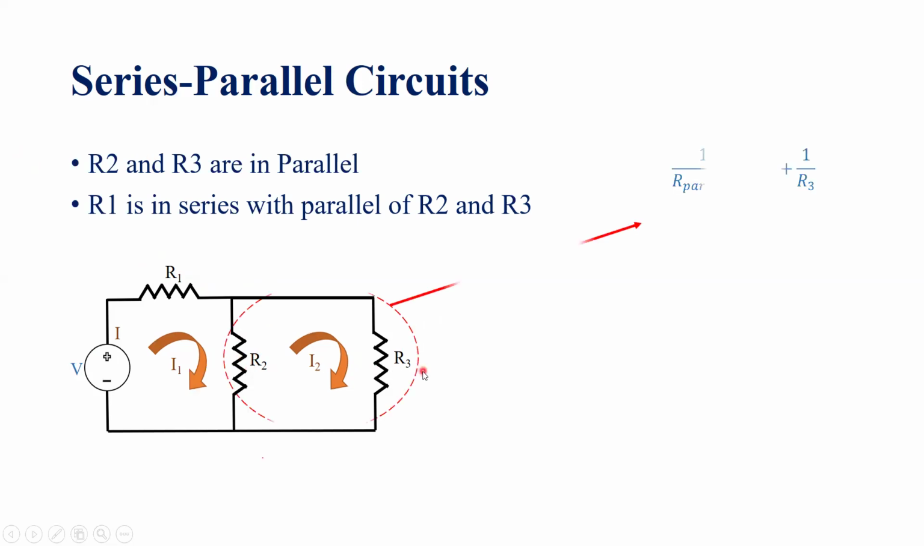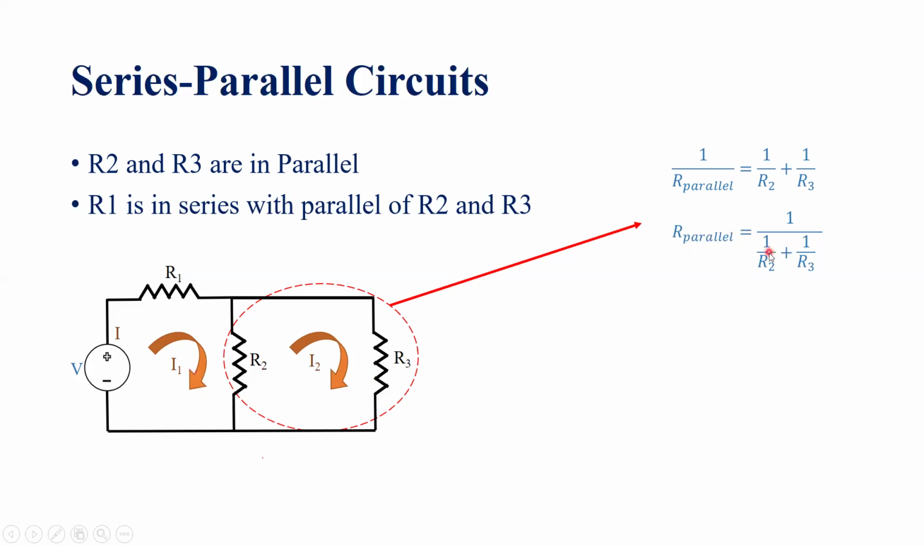Okay. So what we can see here, the parallel combination of R2 and R3 can be written as, to calculate its effective resistance, we can use this formula: 1 over R parallel, where R parallel is the parallel resistance of R2 and R3, is equal to 1 over R2 plus 1 over R3. And therefore, if you want to know the value of R parallel, it would be written as the reciprocal of this term. Okay, so R parallel, that is the parallel combination of R2 and R3, can be given by this formula.